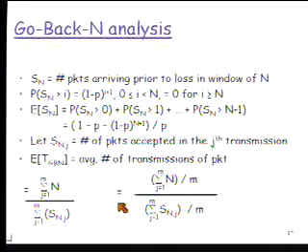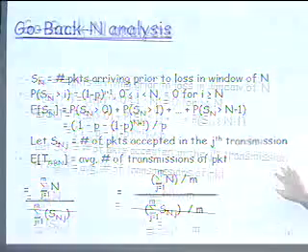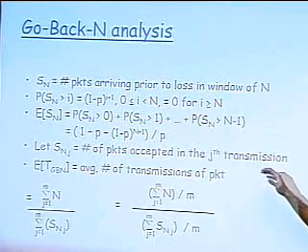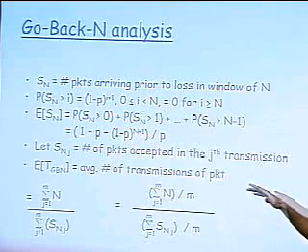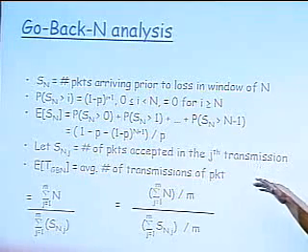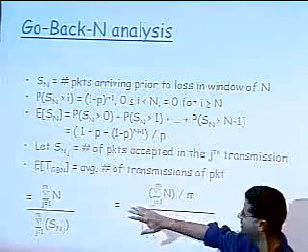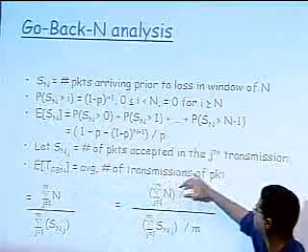So let J denote the round of transmission of these n packets, then Snj is the number of packets which are accepted in the jth transmission. Okay. Now again this Snj will consist of some fresh packets and some packets which were retransmitted but were not accepted in the previous transmission. Now we are going to compute the same quantity, which is the average number of transmissions of a packet.